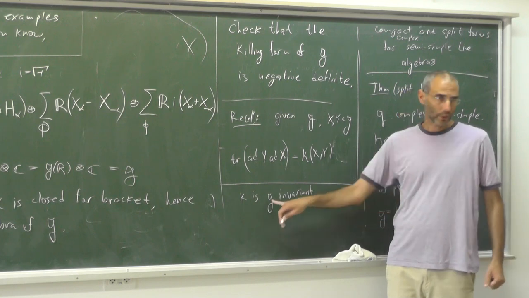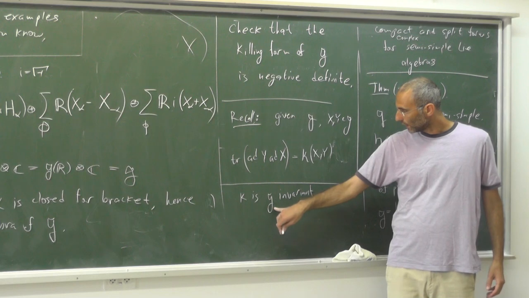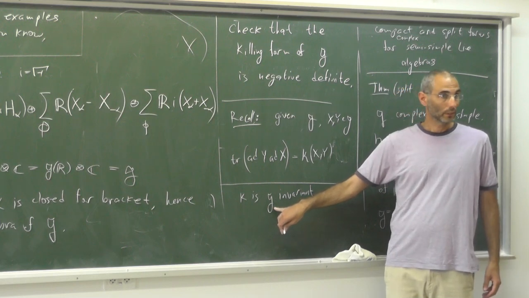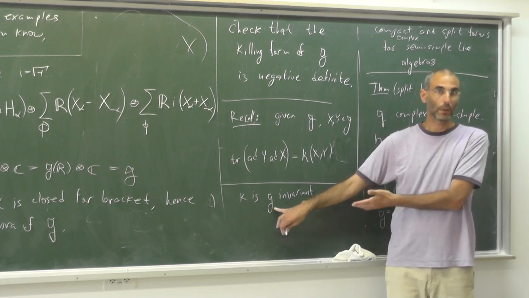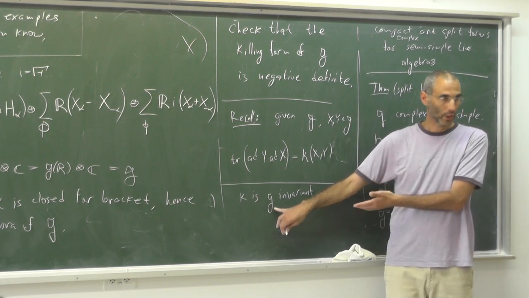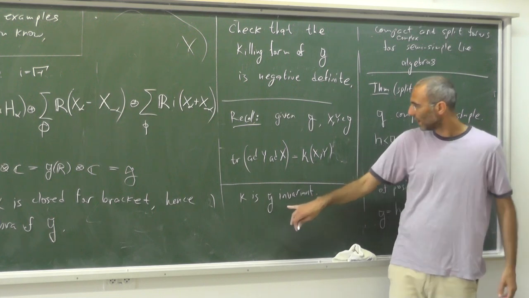And if G is simple, there is no non-trivial ideal. So if the form is not trivial, it must actually be non-degenerate. Okay, this is the proof of Cartan's theorem.